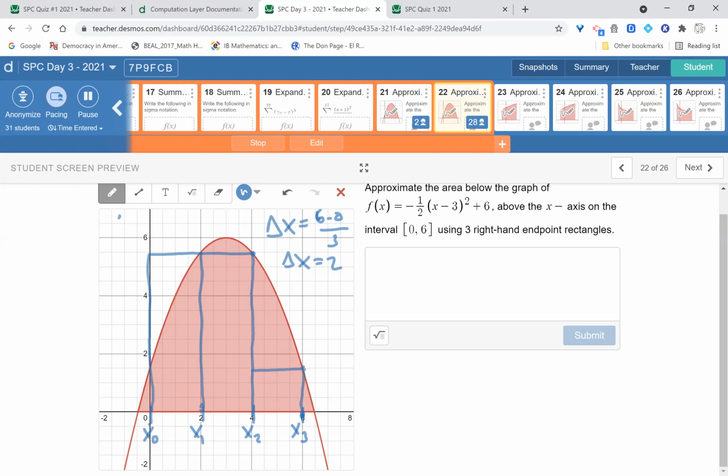To calculate the heights, for the first height, I don't plug in 0 this time because 0 doesn't give me the height. 2 gives me the height. So I plug in 2. We saw that that was going to be 5.5. And so the area of this one is going to end up being 11. For the next interval, I'm going to plug in 4. I'm going to write the work over here because I'm out of space. So I'm going to get 5.5 again, which gives me another 11.